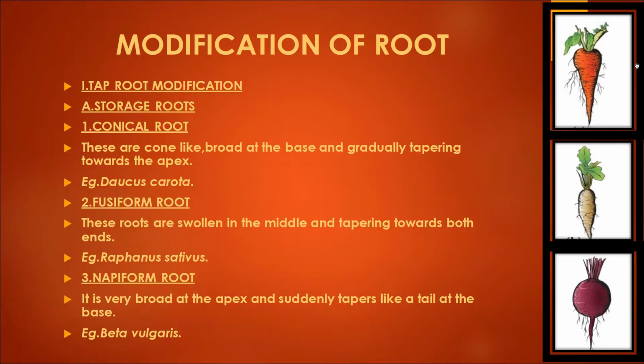The storage roots are again classified into conical, fusiform and napiform according to the shape. In conical, the roots will be cone-like, broader at the base, and gradually tapering towards the apex. Example, carrot, Daucus carota. In fusiform, the roots will be swollen in the middle and tapering on both sides. Example, Raphanus sativus, that is radish. In napiform, it is very broad at the apex and suddenly tapers like a tail at the base. Example, Beta vulgaris or beetroot.